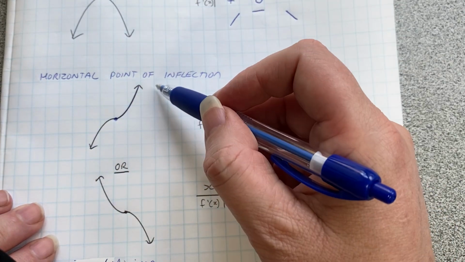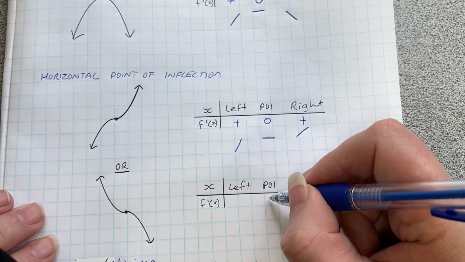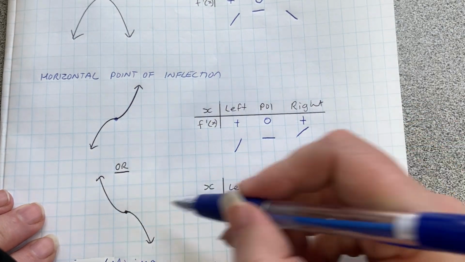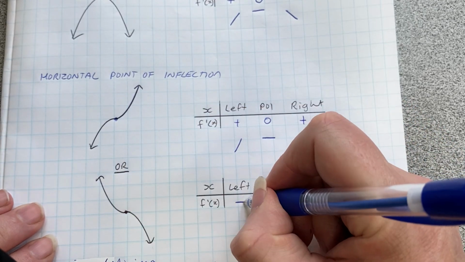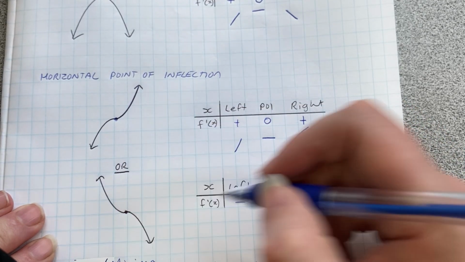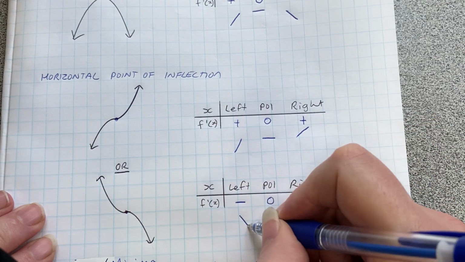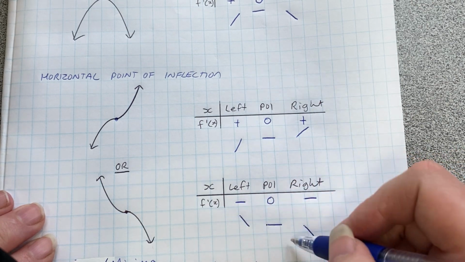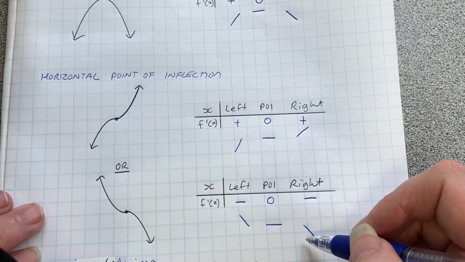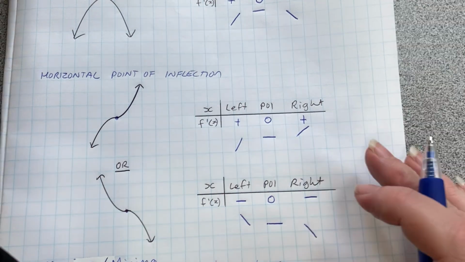If it's a decreasing point of inflection, at the point of inflection, the gradient is 0, horizontal. Decreasing here, so the gradient is negative. Decreasing here, so the gradient is negative. So if I draw those on, negative gradient, horizontal gradient, negative gradient, we get a horizontal point of inflection. There are other types of points of inflection, and we'll learn more about these in a further exercise.